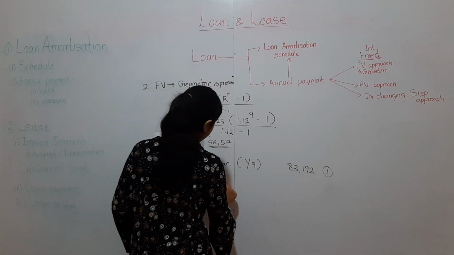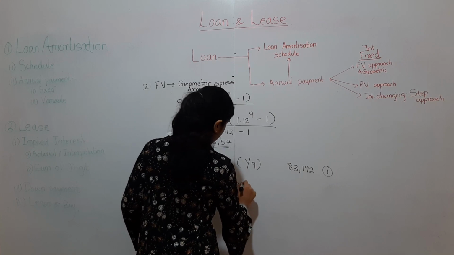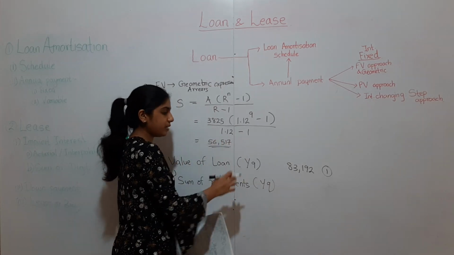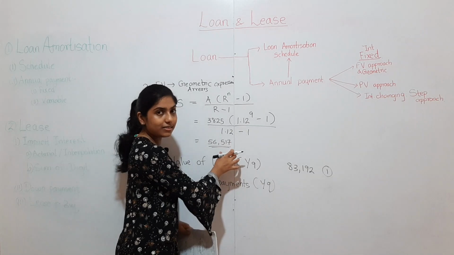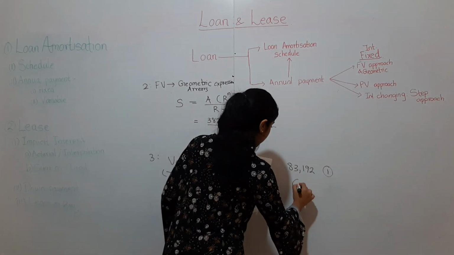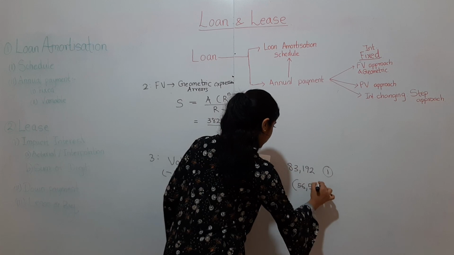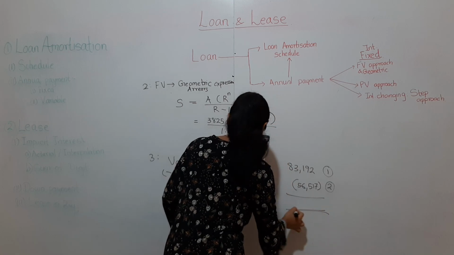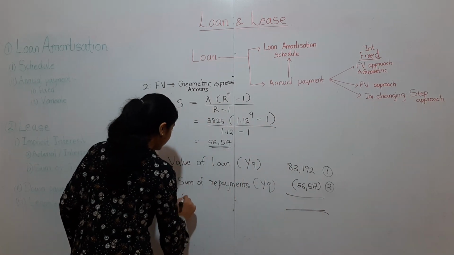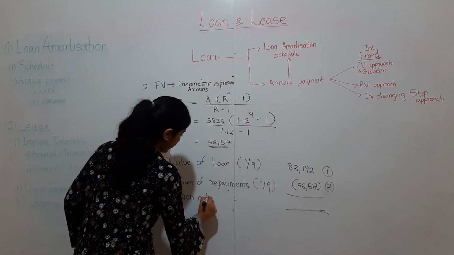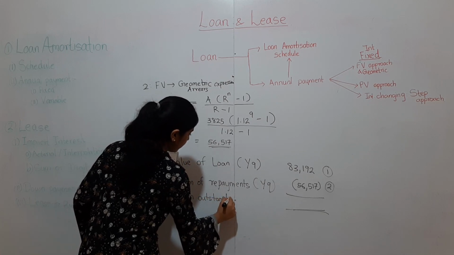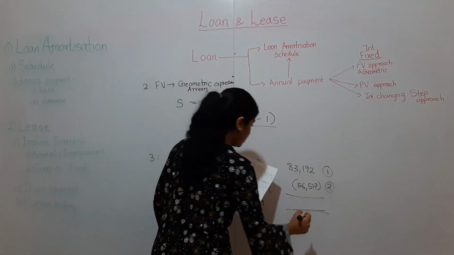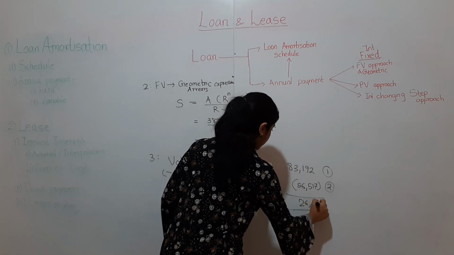Then from that minus the sum of repayments up to year 9. That is the future value of the repayments up to year 9, which is 56,517. This is the second step's answer. If you minus those, you will get the loan outstanding balance on year 9, which is 26,675.